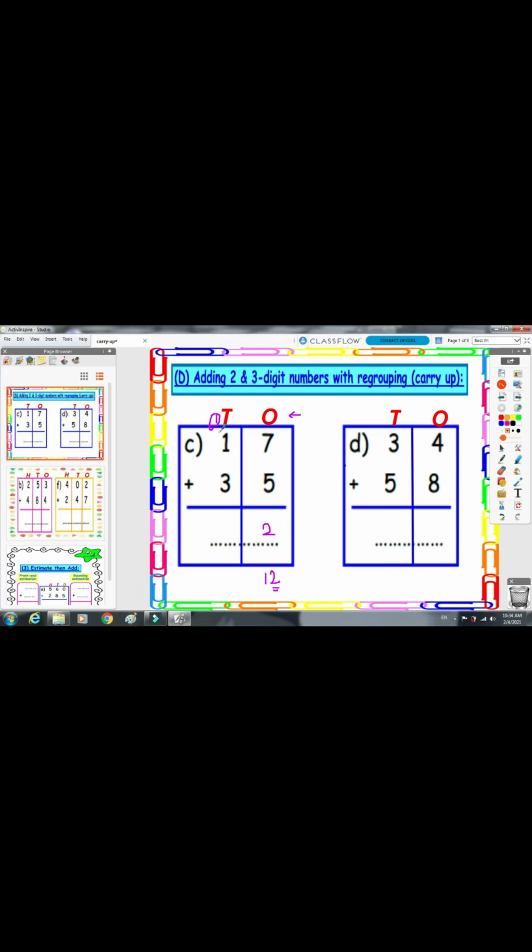Here I have 1 plus 1 plus 3, because now I'm adding the digits inside the tens place. So 1 plus 1 equals 2, and 2 plus 3 equals 5. So the answer now is 52. Second example is 34 plus 58. I will put the places for the digits. So I will start from the right, and always we start in order from the right, ones and tens.